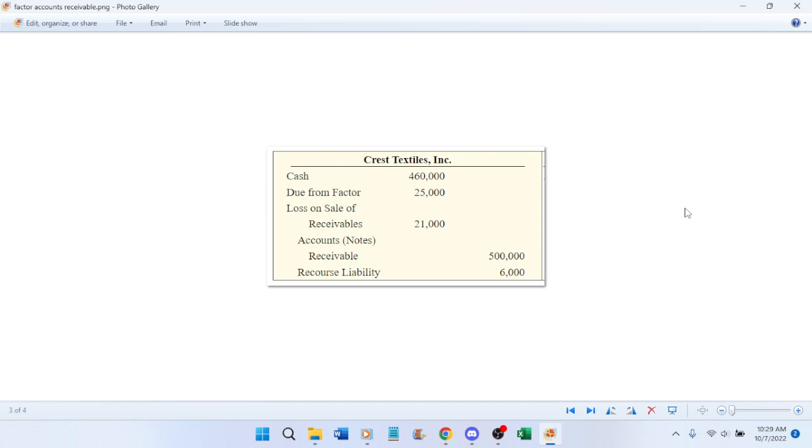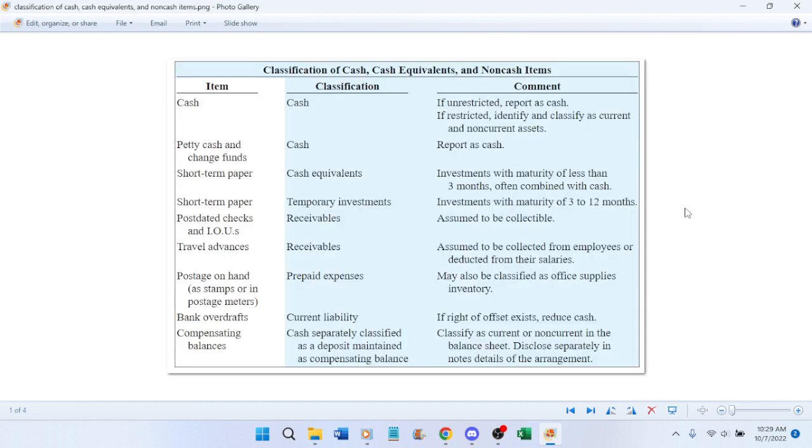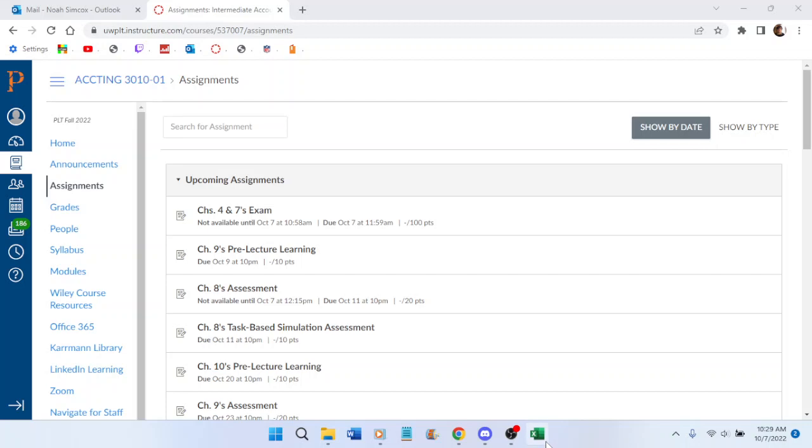I probably should know these terms, but the professor is not having us do a multiple choice test where we have to know terms. He's having us do 4 problems on an Excel worksheet, so I might need to know some terms. I don't know. Cash due from factor, loss of sale receivables. And then this. See, it took me 20 minutes to actually memorize that stuff.